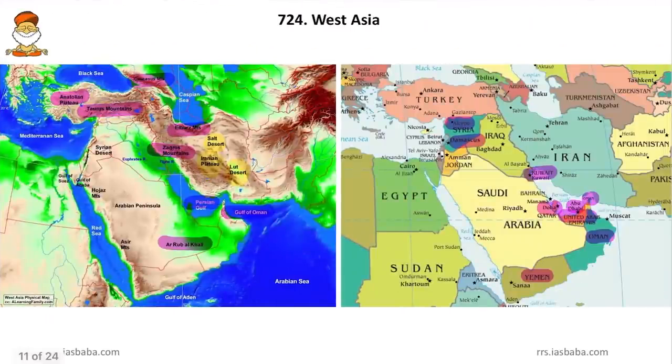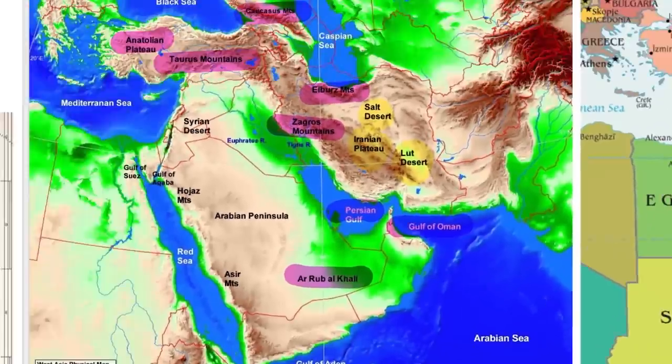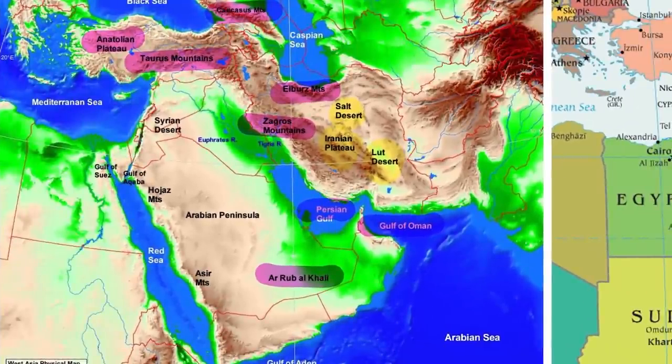Then come to the next one, West Asia. Friends, here, first one, the physical map of West Asia. Friends, the beginning of West Asia comes with the Anatolian Plateau. Friends, Anatolian Plateau lies in Turkey. We know that. Then start the mountain ranges. And then start the mountain ranges like a railway line. So friends, we have the Caucasus in the north and the Taurus Mountains in the south. So these will run somewhat parallelly.